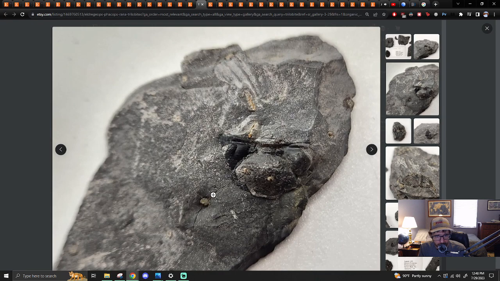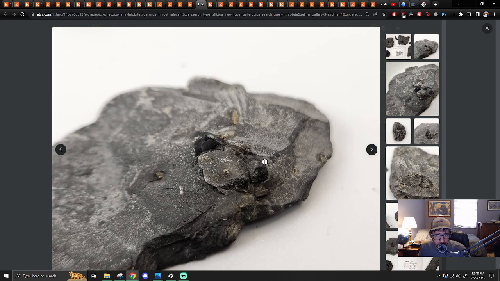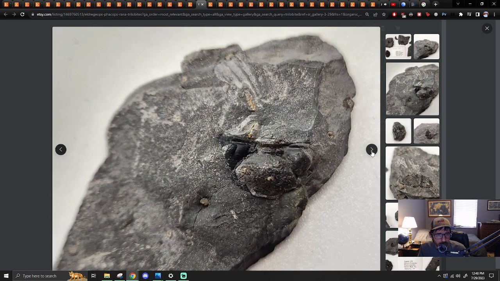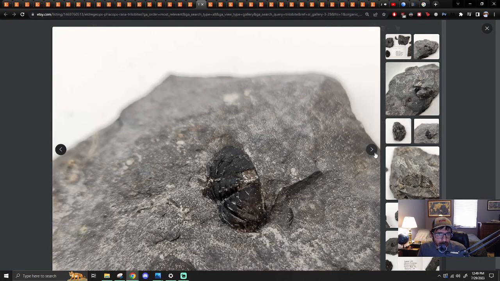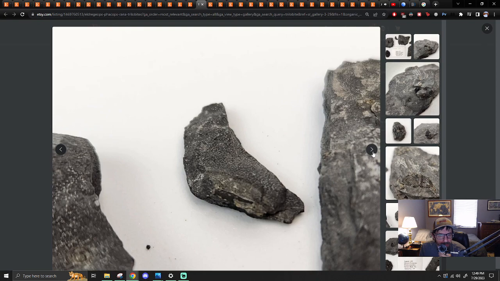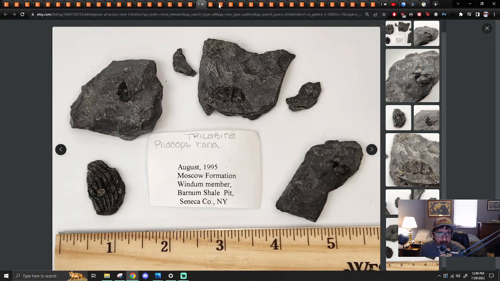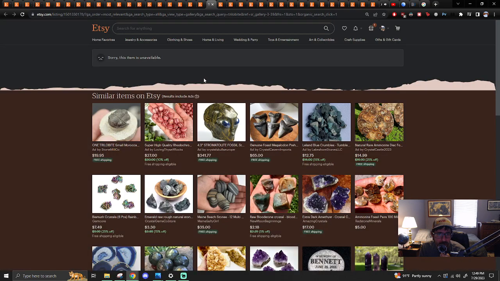In the fracture right next to it, through it. Something going on along there as well. These are just pointing at it, like at the pole. If this is a pole, it's pointing at this pole. It's kind of triangular. Lots of cool stuff there. Darn, this one's sold.